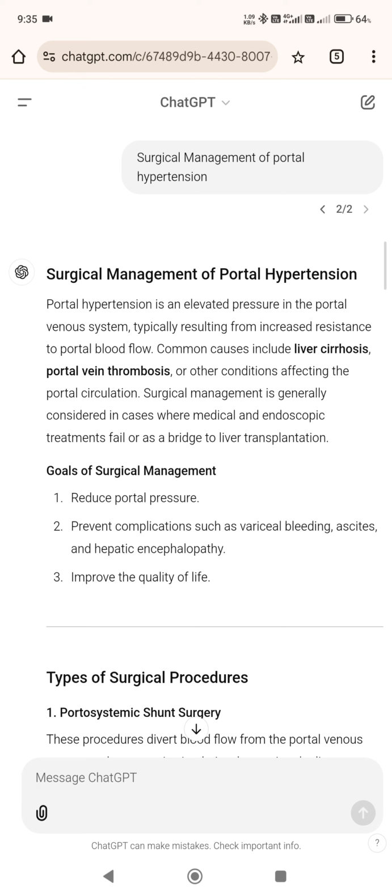Goals of surgical management: 1. Reduce portal pressure. 2. Prevent complications such as variceal bleeding, ascites, and hepatic encephalopathy. 3. Improve the quality of life.